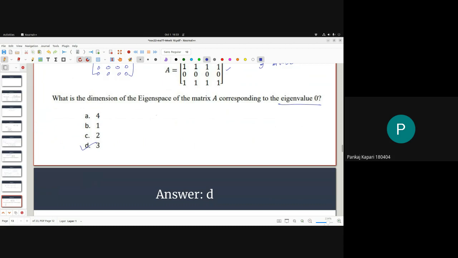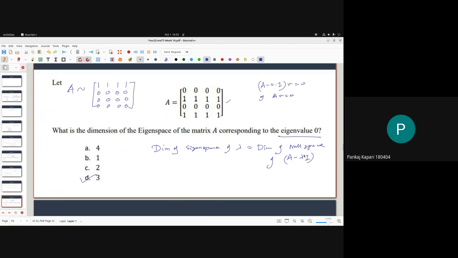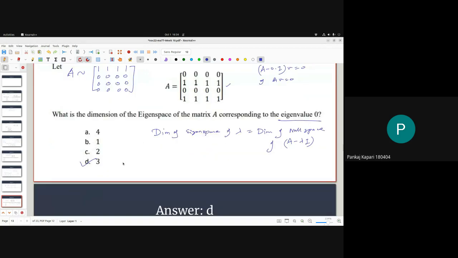You can say that the dimension of the eigenspace of eigenvalue lambda is the same as the dimension of the null space of the matrix A minus lambda times identity. Okay, so here, because the dimension of the null space is the same as the number of free variables, and there are three free variables, that means that is the dimension of the eigenspace. Okay, so this is our sixth problem. Let's move to the next problem.